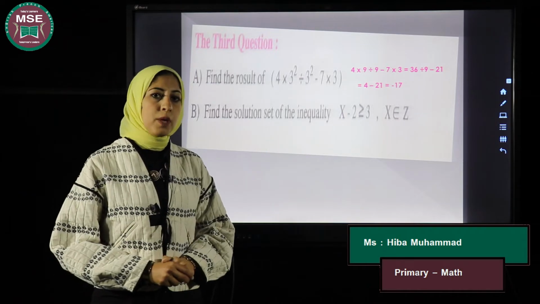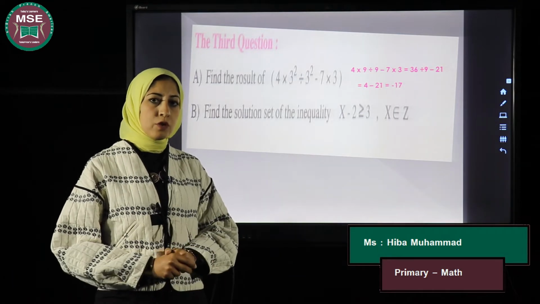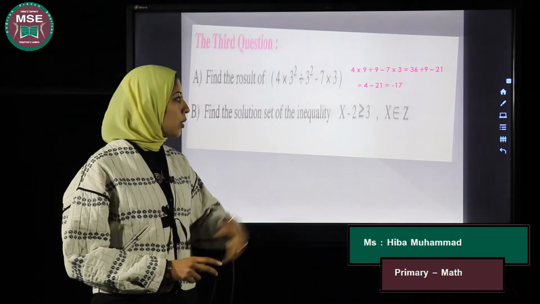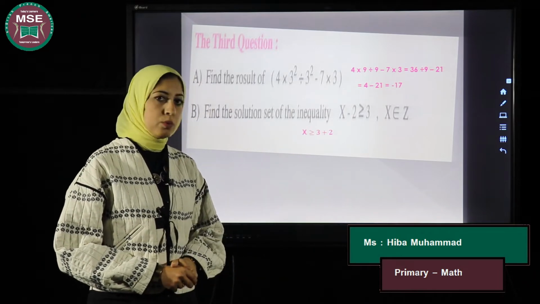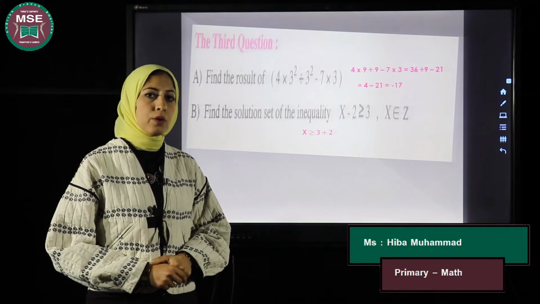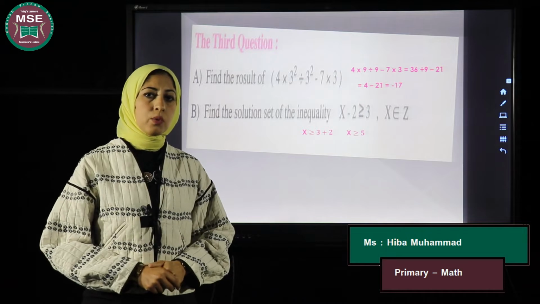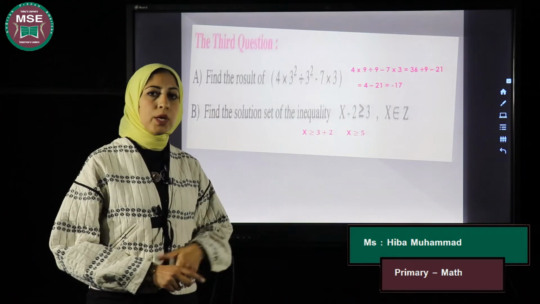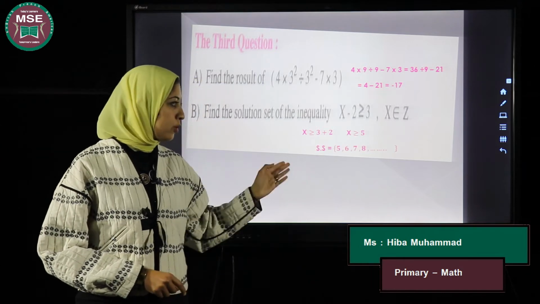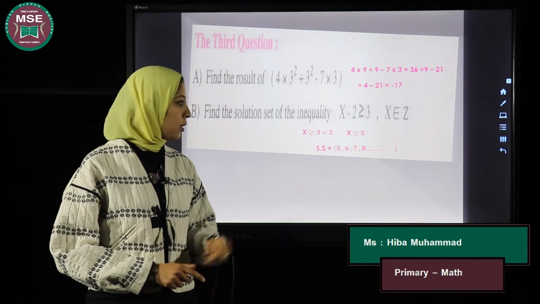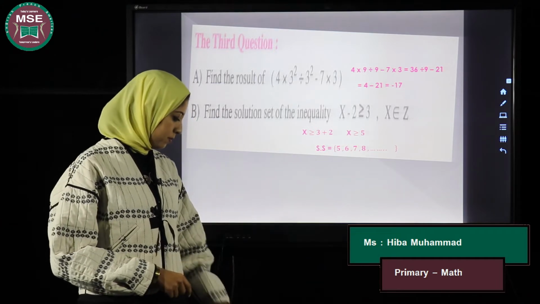To solve this, I have to make x alone in one side. So I have to remove minus 2. What is the opposite sign of minus? Yes, plus. So I will move minus 2 and I will make in the other side 3 plus 2. So it will be x greater than or equal 3 plus 2. Then solve: x greater than or equal 5. Greater than or equal means you have to take 5 with you inside the set. So the solution set equals the set inside it 5, 6, 7, 8, 9, and so on. It's an infinite set.